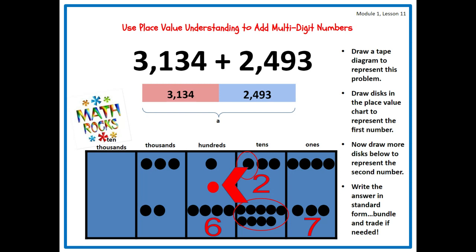And let's look at the thousands place. I see that there are just 5. So represented on the place value chart, I see that I have 5 thousands, 6 hundreds, 2 tens, and 7 ones when I combined these two numbers together.